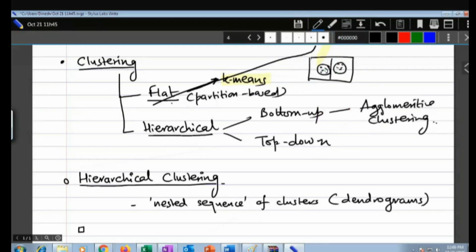Now there is another type of technique in clustering, which is called hierarchical clustering. The name itself suggests that there is a kind of hierarchy. So there are two types of hierarchy: one is the bottom up hierarchy, and another one is the top down hierarchy.